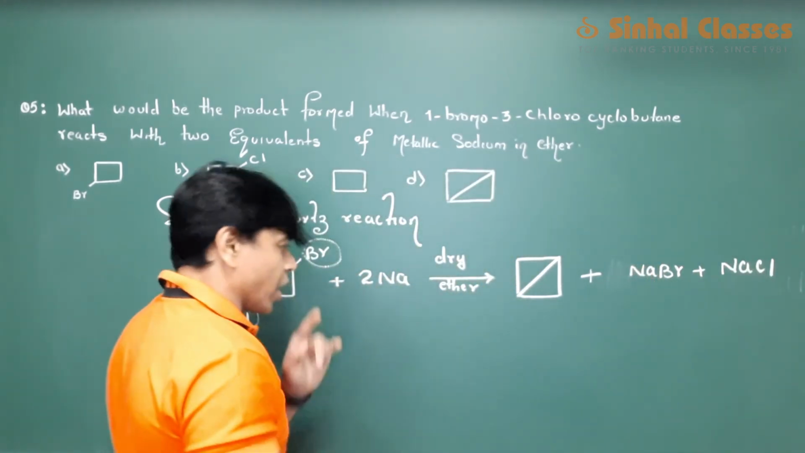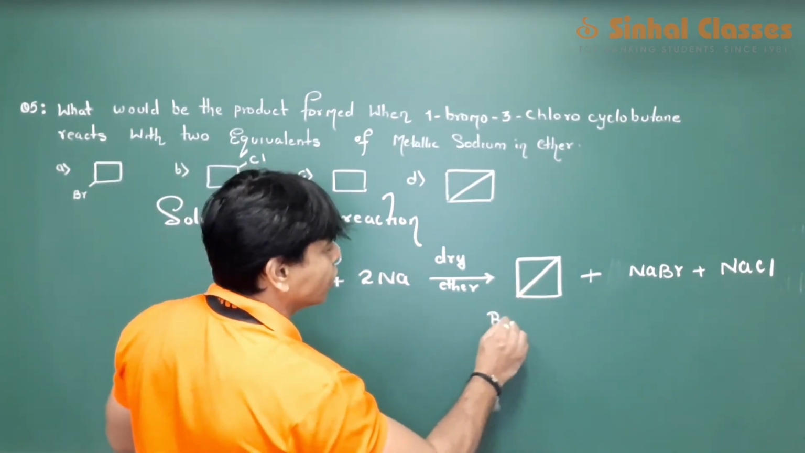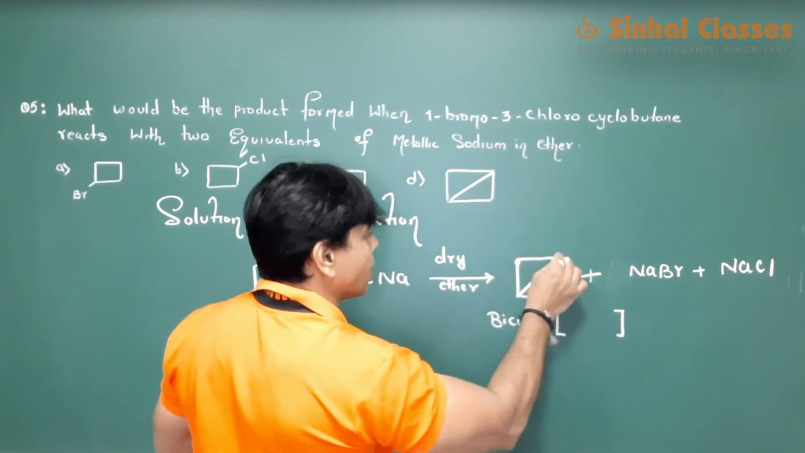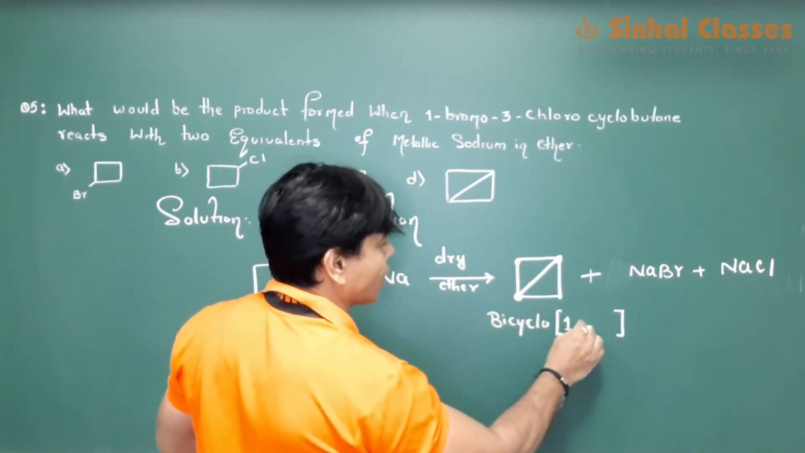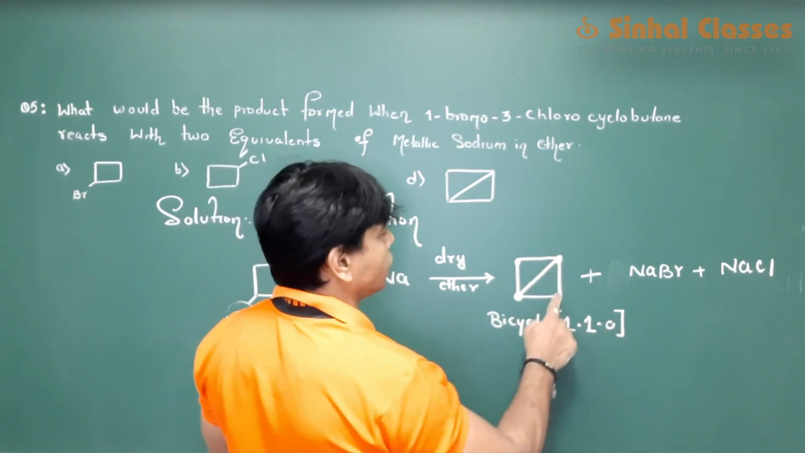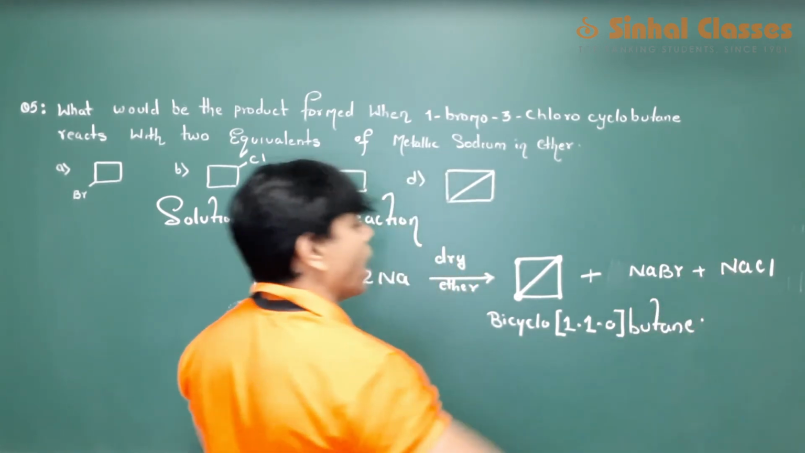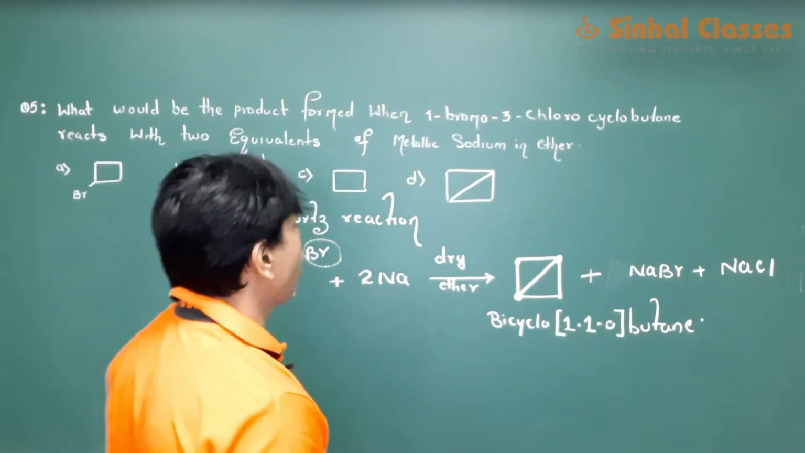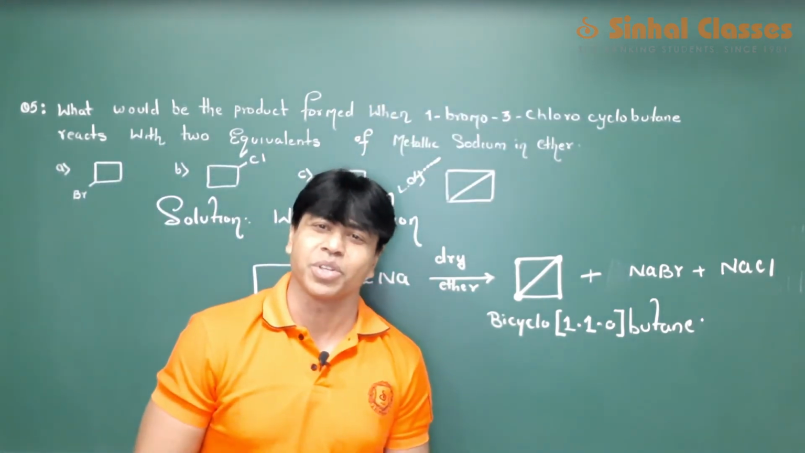Now what is the product? What is the name of this product? It's a bicyclo compound. Now this is the bridge carbon. So 1, here also 1 carbon. There is no carbon on the bridge, 0. And 1, 2, 3, 4, so butane. So it is bicyclo[1.1.0]butane. So your option D is the correct answer for this question.